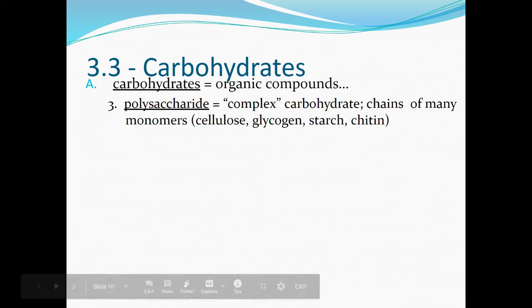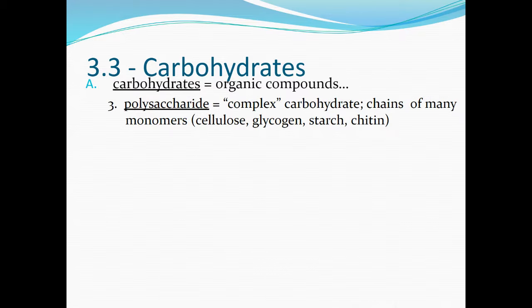Then we get the polysaccharides here. This is a complex carbohydrate. You might have heard of cellulose, glycogen, starch, chitin, maybe not some of these. Cellulose is found in the cell walls of plants, so it's like the most common polysaccharide on Earth. Well, check your book: is it cellulose or is it starch? Glycogen is one that's found in our bodies.